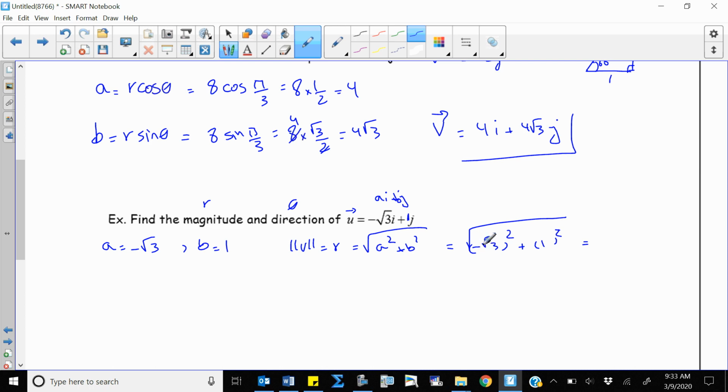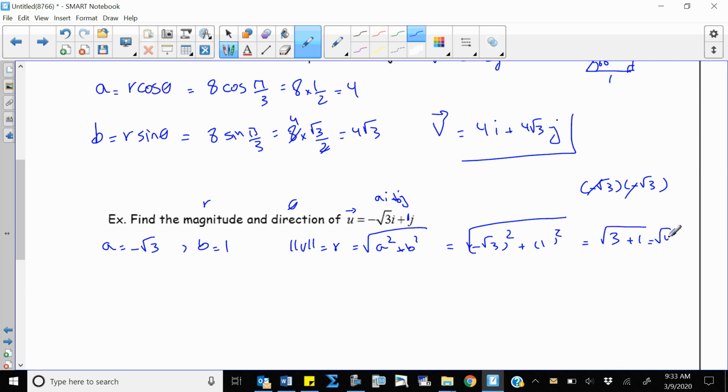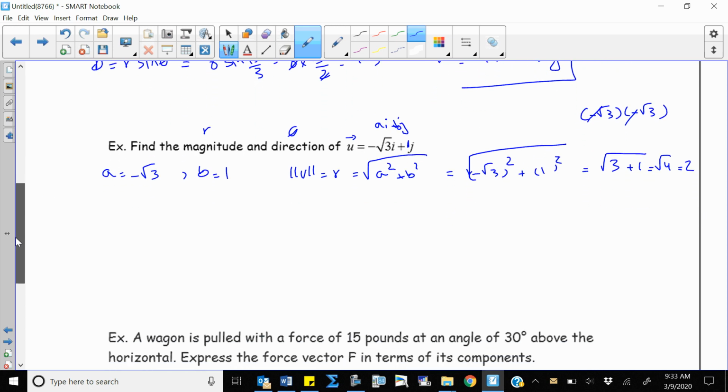Negative radical 3 squared is just 3, because negative radical 3 times itself: the negatives cancel each other, and radical times radical also cancels. It will be just 3. Plus 1 squared is 1, so the square root of 4, which is 2. So we found the magnitude, which is 2. Now we need to find the direction. That means the angle that the vector is making with the x-axis.